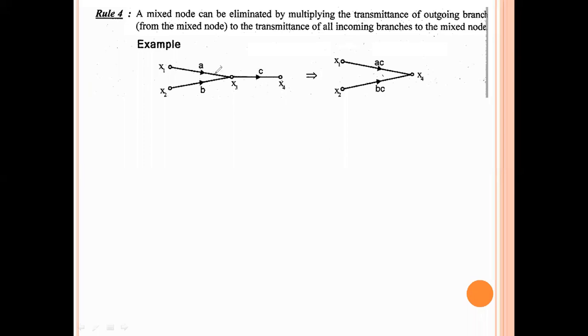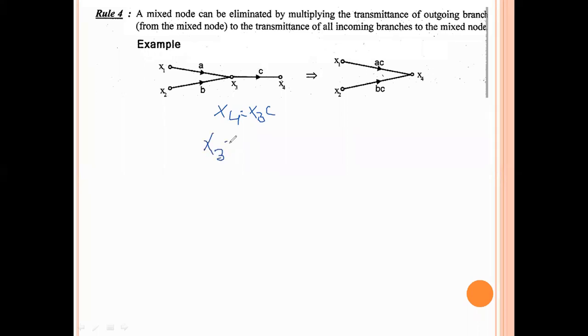See here, x4 is x3 into C, right? X4 is x3 into C, because x3 is this node value and C is the branch transmittance. Then what is x3? X3 is this one. From this SFG we can calculate x3, right?